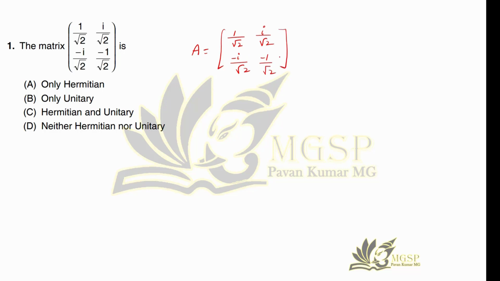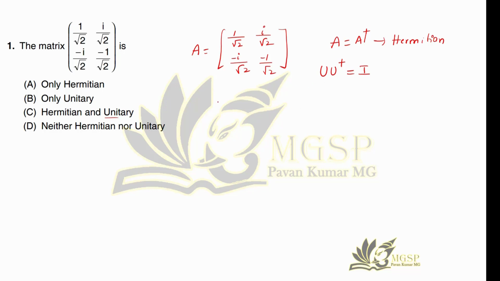When you take the conjugate and its transpose, that is nothing but what we usually call the dagger. If A is equal to A dagger, then we call this a Hermitian. Then for the case of a unitary matrix, we have studied that U dagger U is equal to I. We should get an identity matrix.